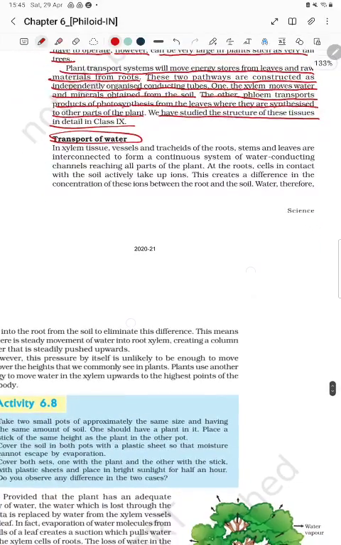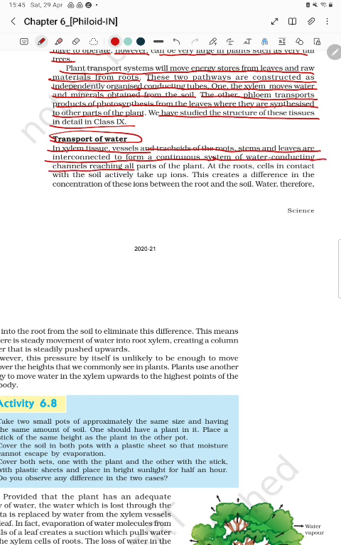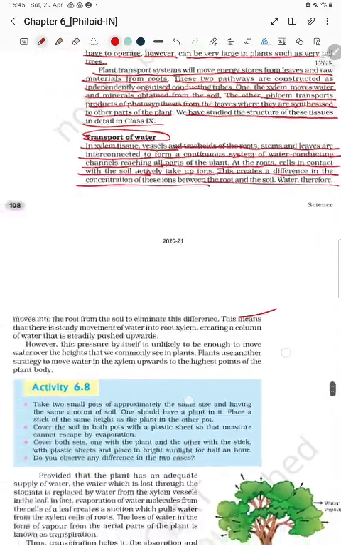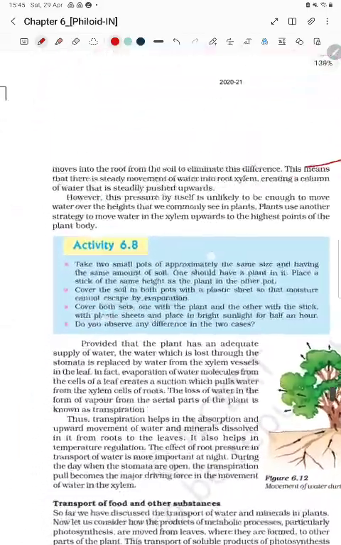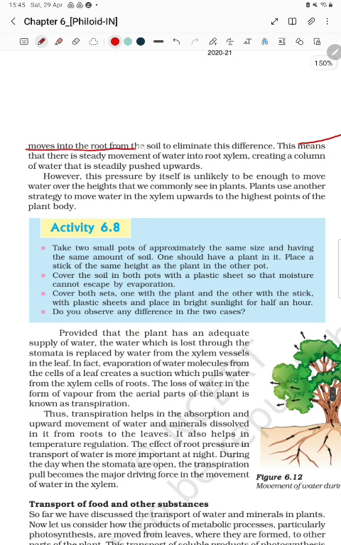So students, in xylem tissue, vessels and tracheids of the root, stem and leaf are interconnected to form a continuous system of water-conducting channels reaching all parts of the plant. At the root, cells in contact with the soil actively take up ions. This creates a difference in the concentration of these ions between the root and the soil. Water therefore moves into the root from the soil to eliminate this difference.